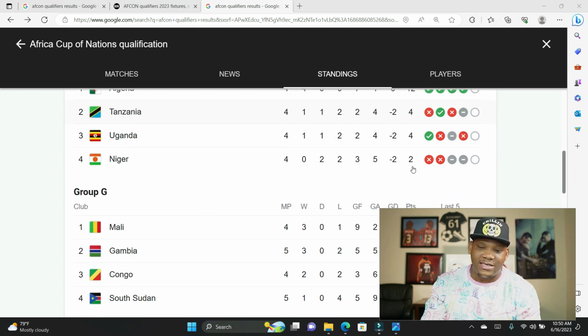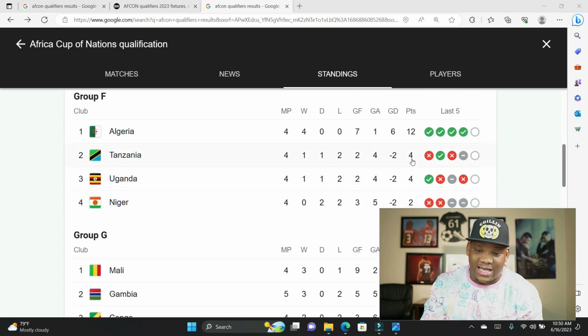Tanzania, Uganda, and Nigeria are going to be fighting for the second spot, and everybody still has a shot to make it. The 2 best positioned teams are Tanzania and Uganda. But can Nigeria pull it off? I'm not optimistic, but anything is possible in football.